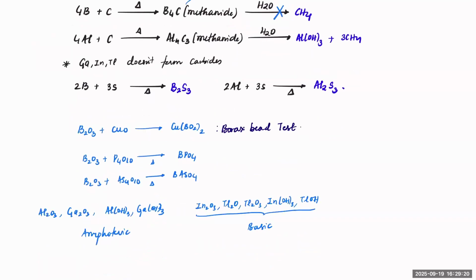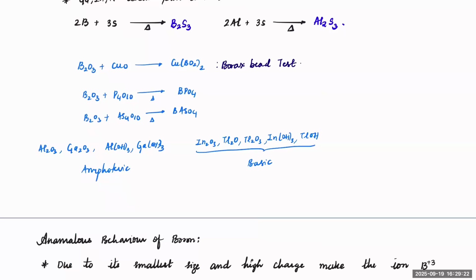Next. Boron also gives a borax bead test, which we have discussed in qualitative salt analysis. So when you get B2O3 and react with, let's say, copper as an example, it will become colored beads. And the colors change differently in different flames. Oxidizing flame, it will be different. Reducing flame, it will be different.